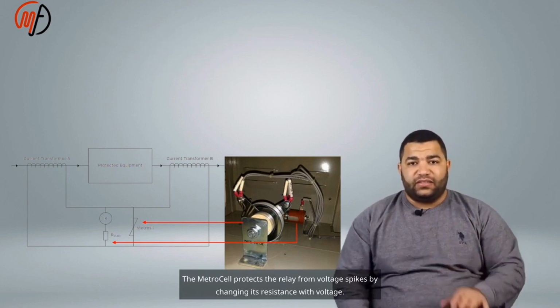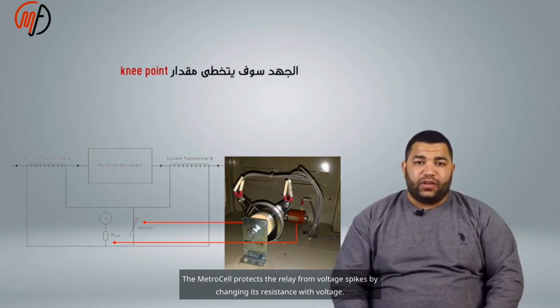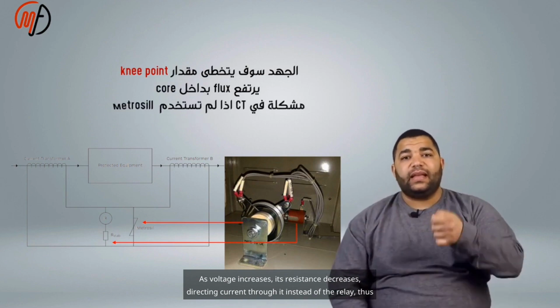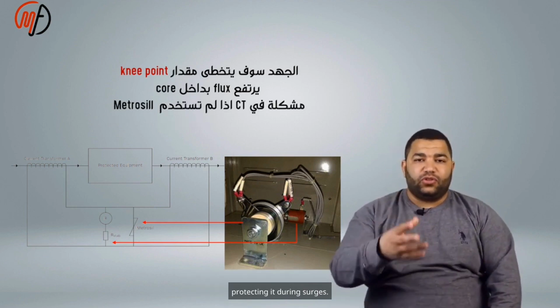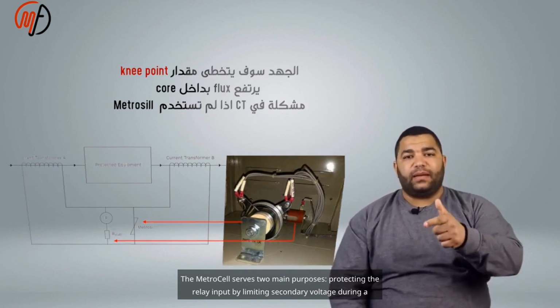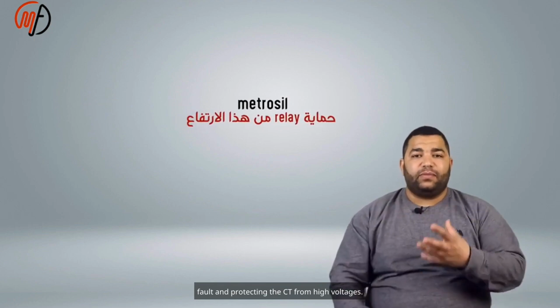The metro cell protects the relay from voltage spikes by changing its resistance with voltage. As voltage increases, its resistance decreases, directing current through it instead of the relay, thus protecting it during surges. The metro cell serves two main purposes: protecting the relay input by limiting secondary voltage during a fault, and protecting the CT from high voltages.